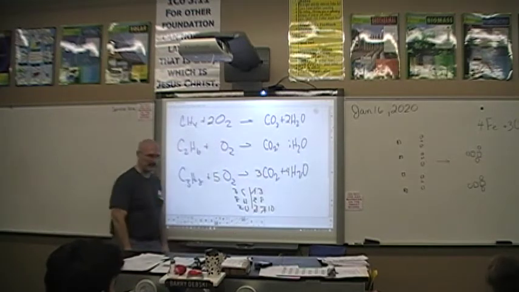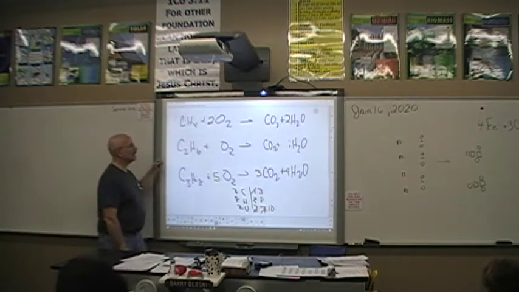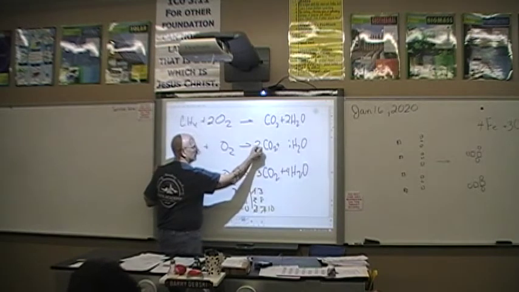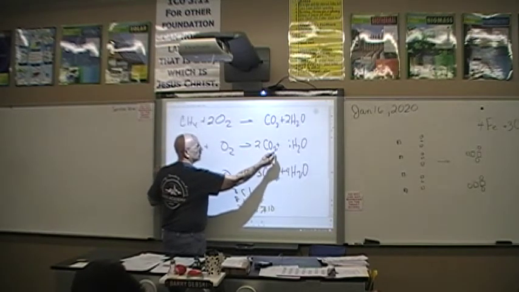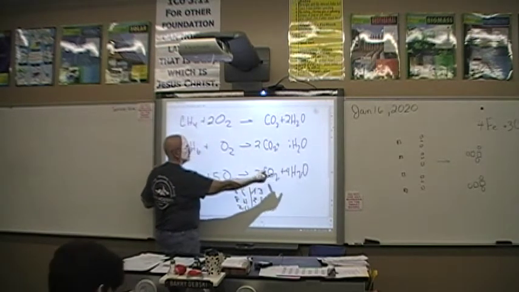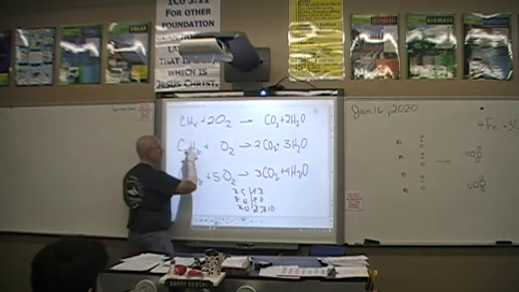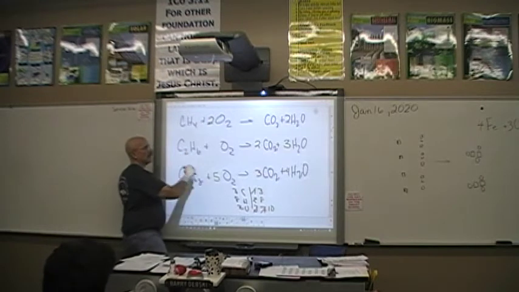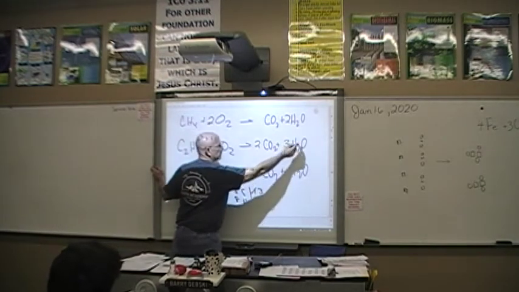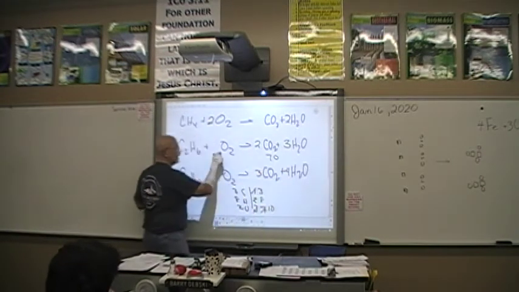Okay, let's redo the second one here. Okay? So I need 2 carbons over here. That's going to be 4 oxygens and 1. That's 5 oxygens. Okay, do the hydrogens next. I need to have a 3 here, right? 3 times 2 is 6. So that gives me 2 times 2 is 4, plus 3 is 7. 7 oxygens here and 2 here.